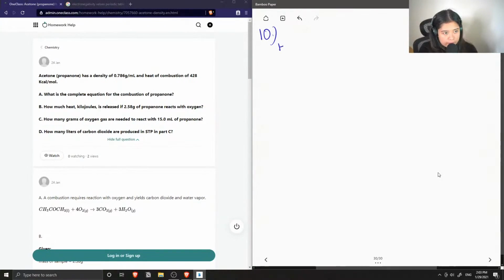So propanone is a 3-membered carbon chain that contains a ketone group. I'll just draw it like this, that contains a ketone group in the middle. And it is known as C3H6O. So I'll just label this as propanone.